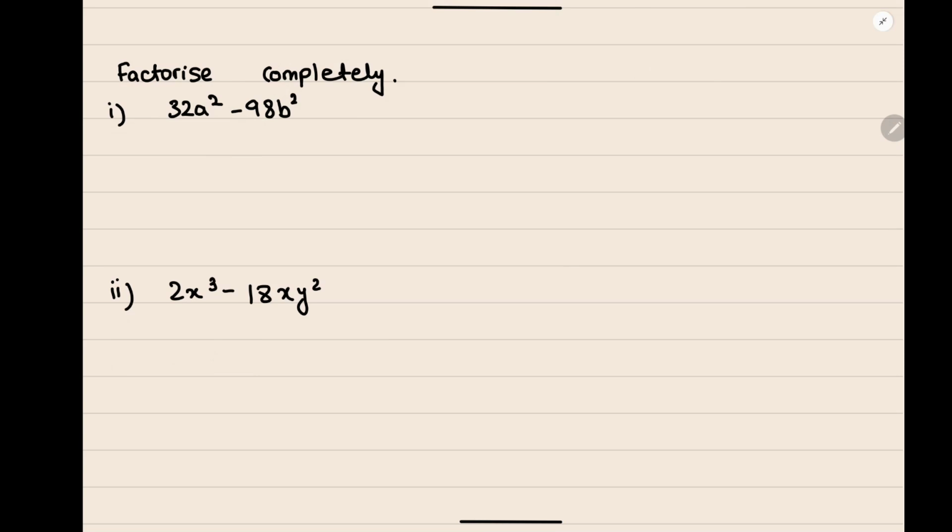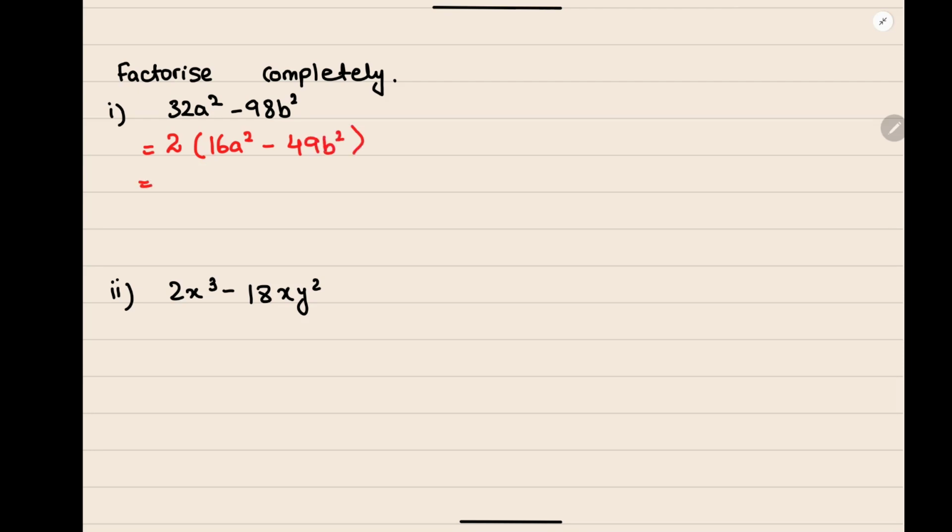Okay. Now we have the same type of question, but we must take the common factor first before applying the identity. In this question, we have 32a squared minus 98b squared. It is obvious that 32 is not a square number. So what we have to do is search for the common factor. From 32 and 98, I can take 2 common. Inside, I'll be left with 16a squared minus 49b squared.